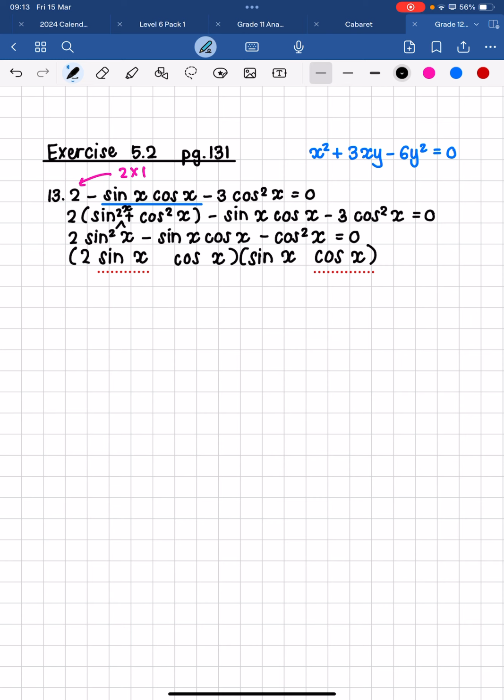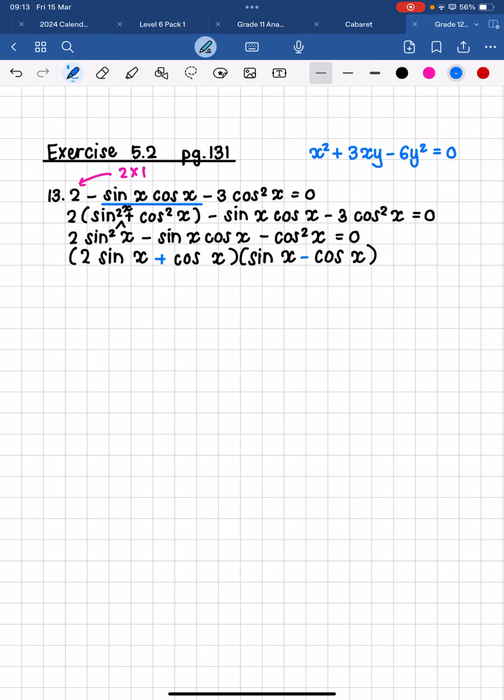What must my signs be here so that I'm going to get this middle term? If I have positive 2 sine x cos x, so say I put a plus there, and I put a minus there, is that going to work? No, that's going to give me positive sine x cos x, right? I need a negative sine x cos x. So I need to put my plus there and my minus there. Is that going to work? Negative 2 sine x cos x plus sine x cos x will give me that middle term.